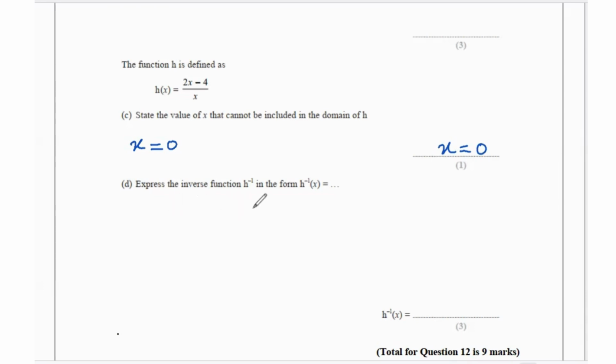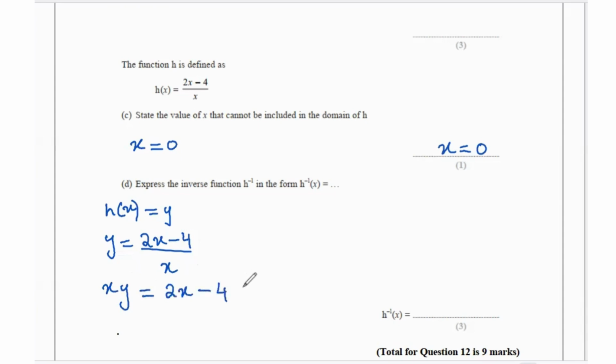Then it says express the inverse function h inverse in the form of h inverse x. So for the inverse function, what we do is we first replace h of x with y. So that means y equals to 2x minus 4 over x. Cross multiply to get rid of the fraction. So xy equals to 2x minus 4.